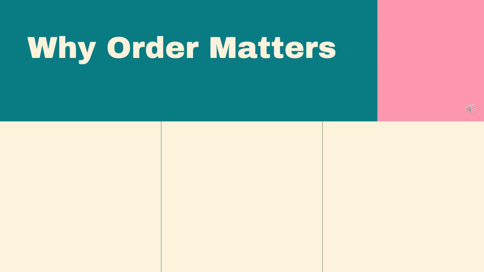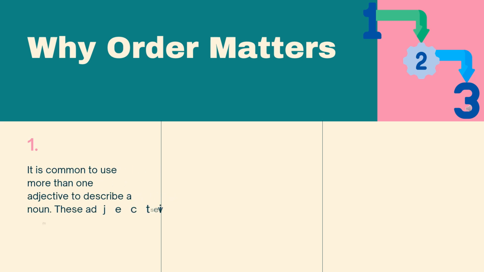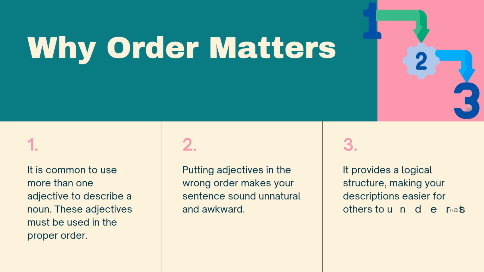Now, you might be asking, why does this order even matter? Let's look at 3 key reasons. First, it's just common practice. We often use more than one adjective, and they must follow a proper sequence. Second, getting the order wrong makes your sentence sound unnatural and awkward to a native listener. And third, this order isn't random, it provides a logical structure. This makes your descriptions crystal clear and instantly understandable. So, by learning this simple rule, you're not just memorizing grammar, you're learning to think like a native speaker.